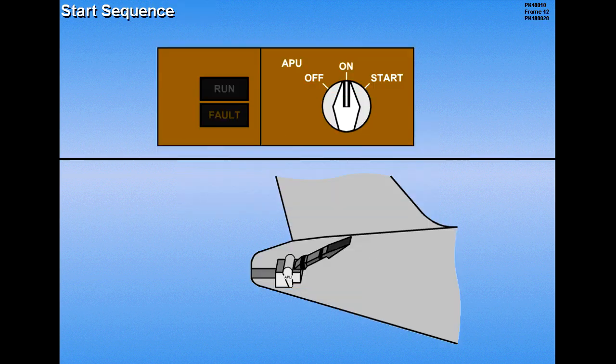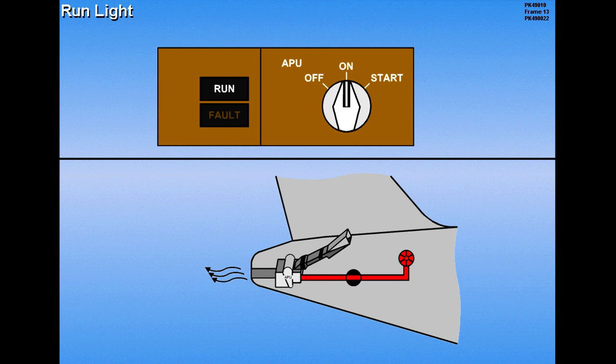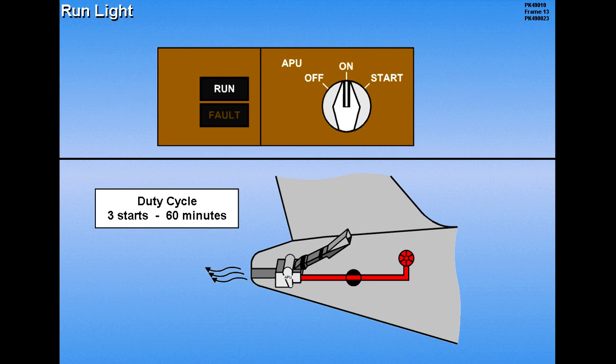During the start sequence, the air inlet door opens, the APU fuel valve opens, and a fuel pump operates. The APU fault light will illuminate momentarily to indicate an APU fuel valve disagreement. The run light will illuminate when the APU is at operating speed. The APU duty cycle of 3 start attempts in a 60-minute period should not be exceeded.